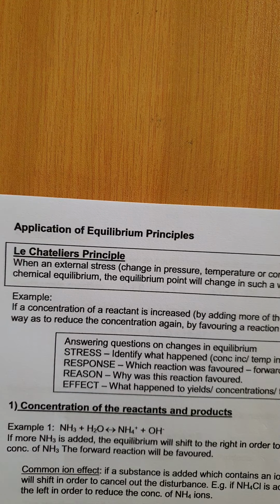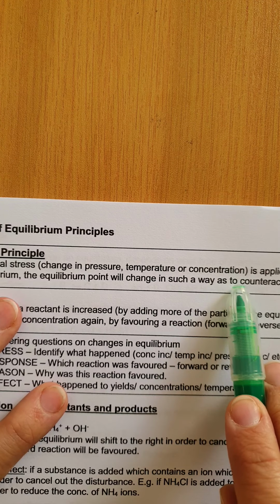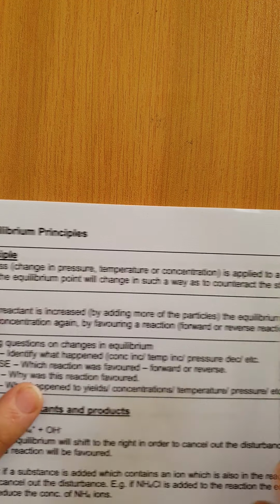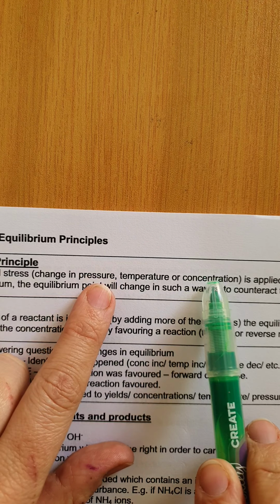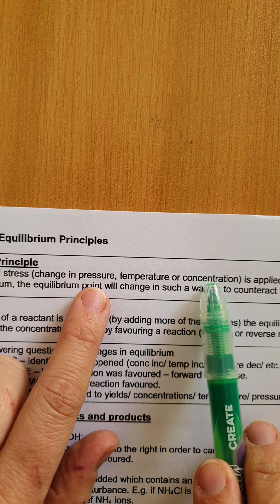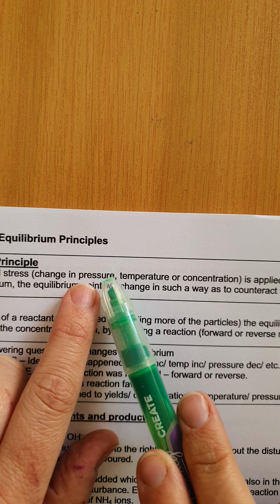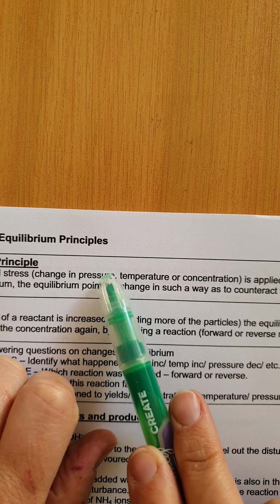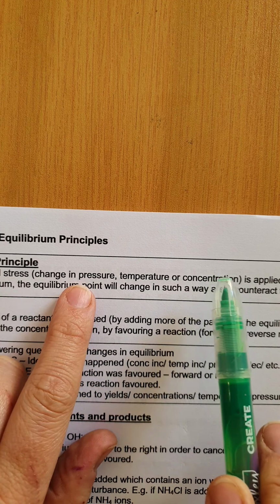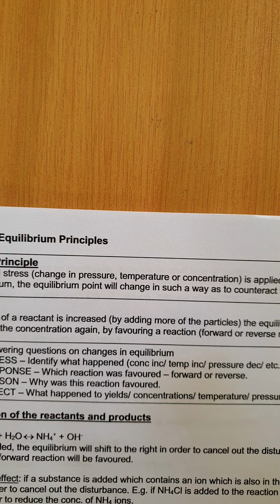So the first thing we're going to look at is Le Chatelier's principle. So Le Chatelier says when an external stress, or a change in pressure, temperature, or concentration, is applied to a system. Now remember, pressure and concentration are kind of the same thing, because I just spoke to you about how if you're decreasing the volume, you're going to increase the concentration. But if you decrease the volume, you're also going to increase the pressure. So we often talk about pressure with gases and concentration with aqueous solutions. Okay, so just bear that in mind.